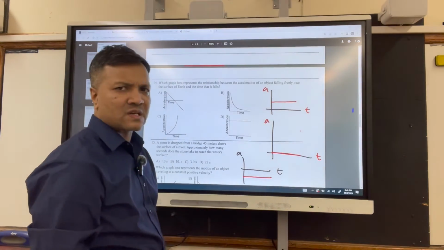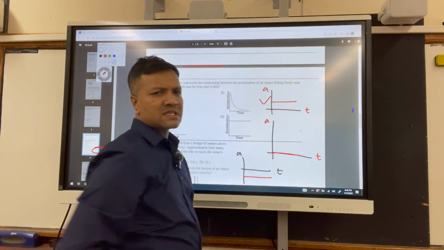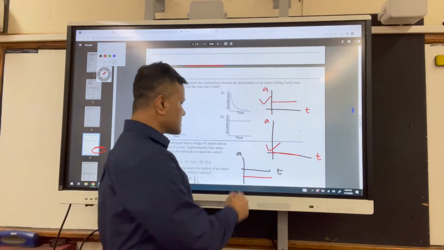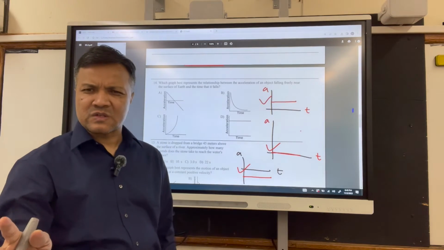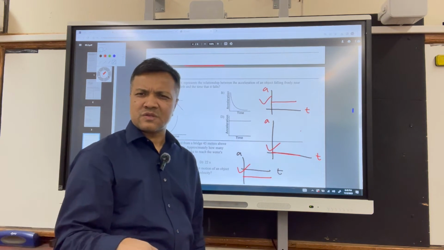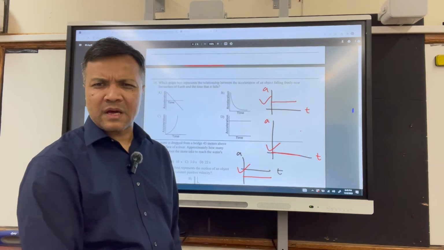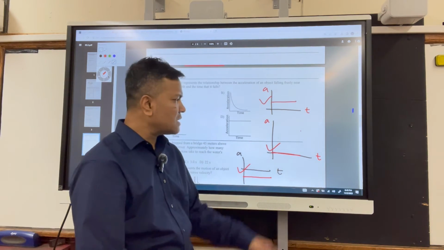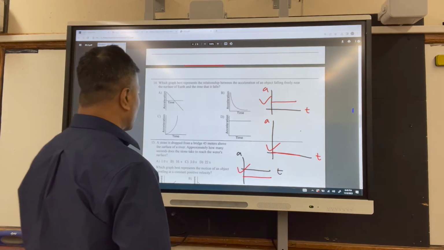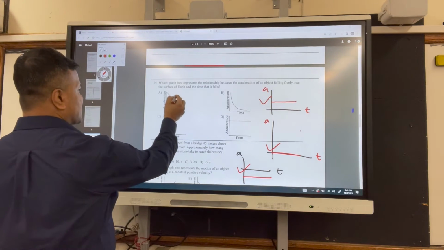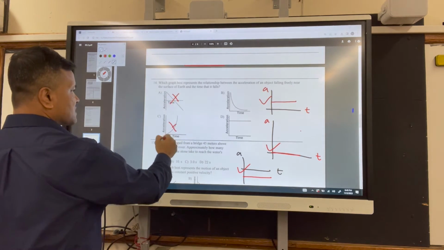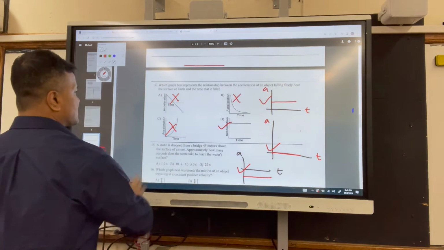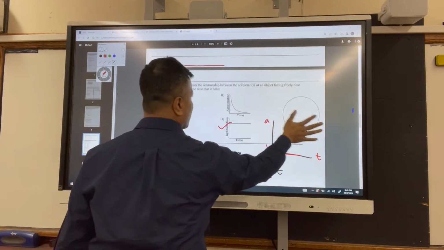Acceleration is always constant. Is this constant? Yes. Is this constant? Yes. Is this constant? Yes. The physics equations we use assume that acceleration is constant, so we cannot use them if acceleration is not constant. These are examples where acceleration is not constant. Is this acceleration constant? No. Is this one? No. This acceleration is constant. Very nice. That takes us to problem number 15.